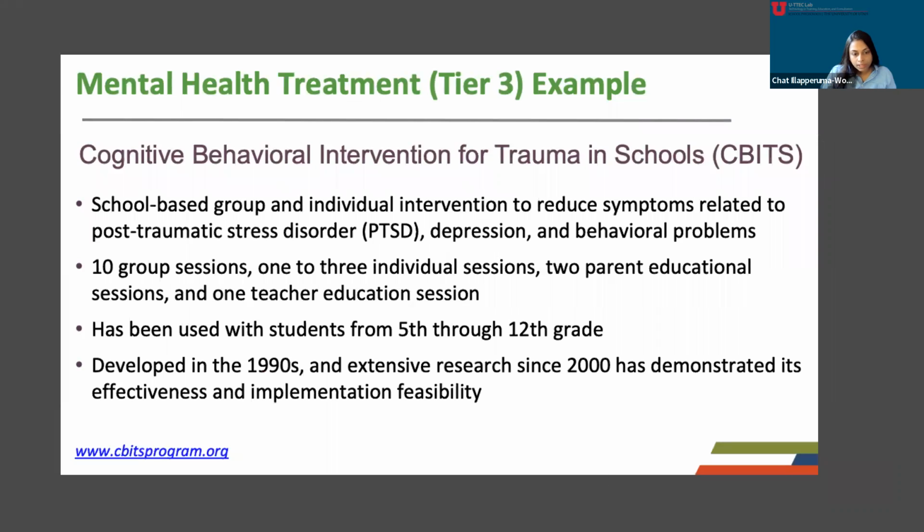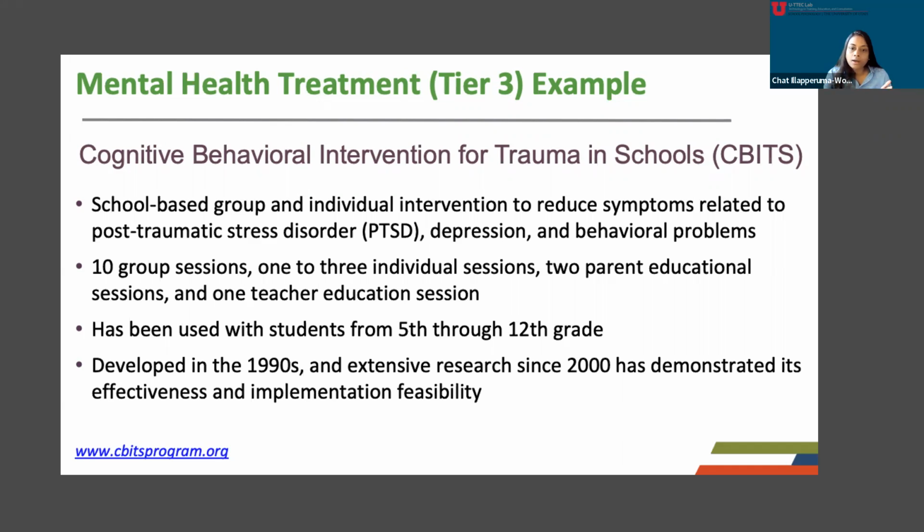As you read through this slide, I'll drop the link to this intervention where I obtained it from. The cognitive behavioral intervention for trauma in schools, CBITS, is a school-based group and also individualized intervention. It is designed to decrease symptoms of PTSD, depression, and behavioral problems, but also to improve functioning, including academic functioning.